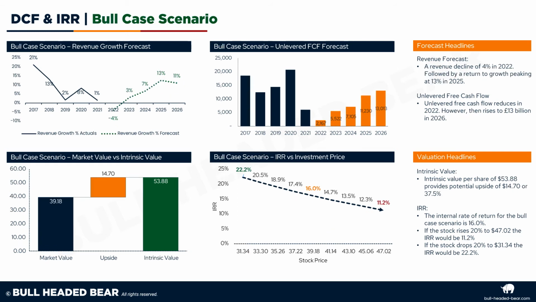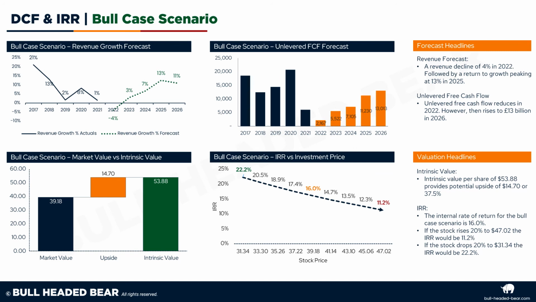For the bull case then, we've got revenue growth forecast still with a decline this year at 4%. Next year then growth picks back up at 3%, this rises to 7%, 13% and then down to 11% in 26. This filters through to the unlevered free cash flow and it gives us 2.1 billion for this year. That then increases up to just over 13 billion for 2026. For an intrinsic value then we've got $53.88, that's an upside of 37.5%. And then the IRR for that is 16%.